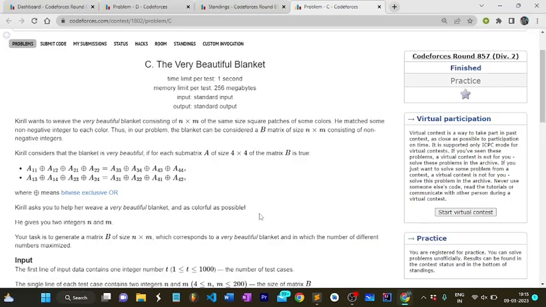Okay, hey guys. So in this video, I'll be solving problem C from Codeforces Round 857, which ended a moment ago. The problem name is "The Very Beautiful Blanket", and the problem statement goes like this: Kirill wants to weave a very beautiful blanket consisting of n times m square patches of the same size and the same colors. He matched some non-negative integer to each color.